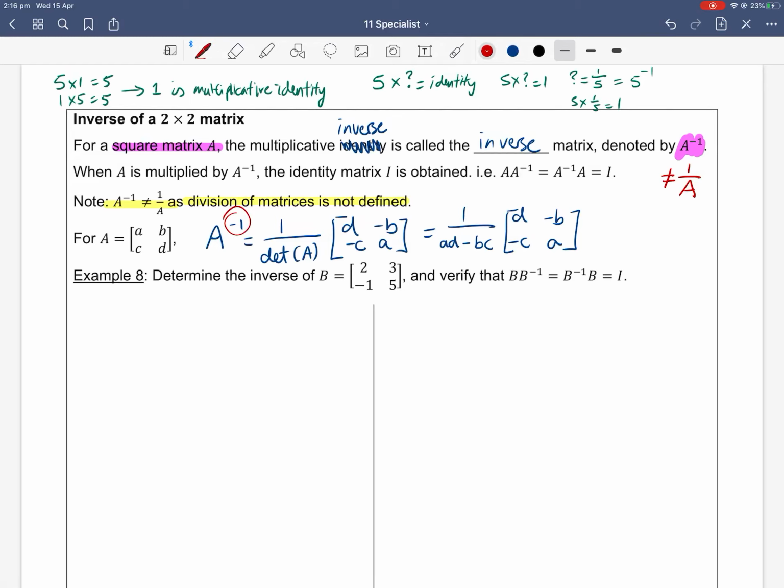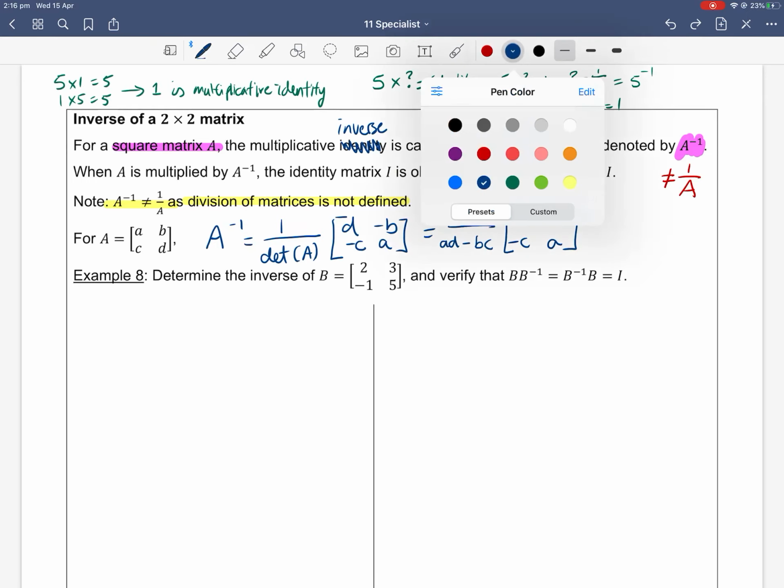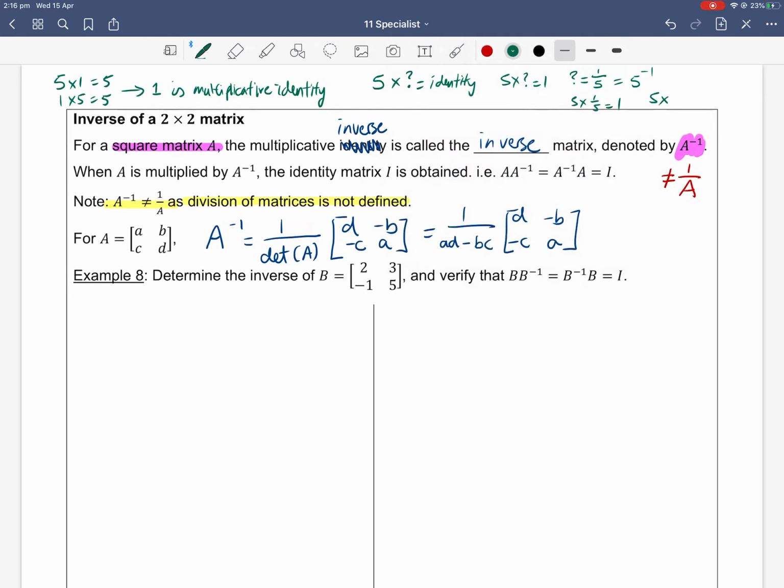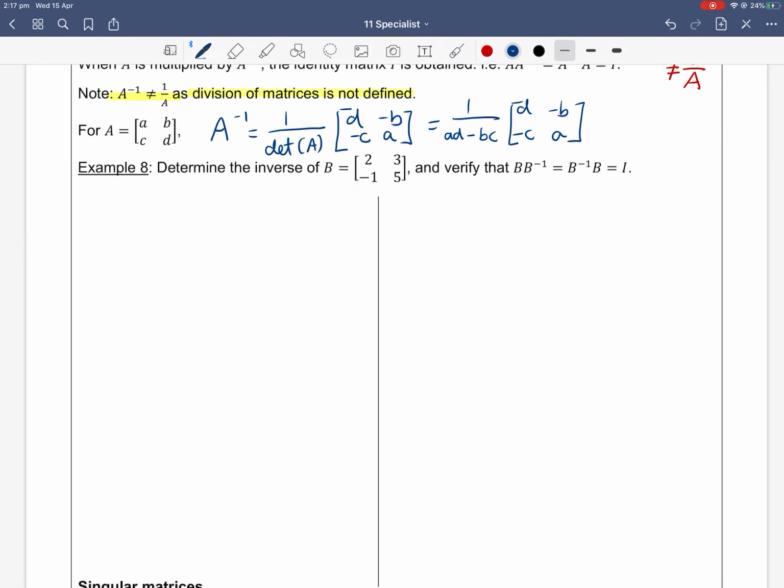So notation-wise, we do use A to the negative 1, A inverse, just like 5 times 5 inverse gives me back my multiplicative identity of 1, but you cannot divide matrices. We use this magic inverse formula to make it work. So example 8, let's apply this.